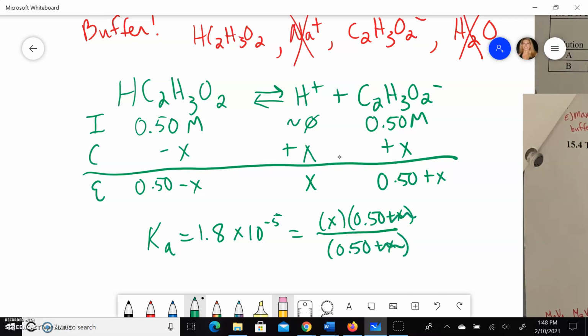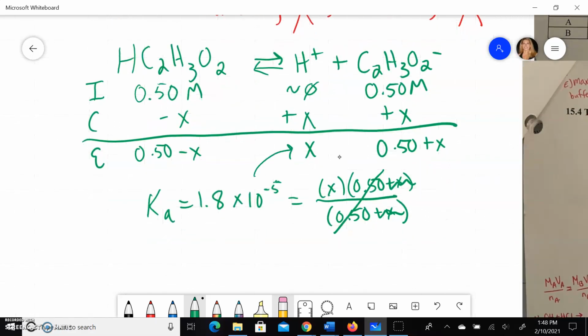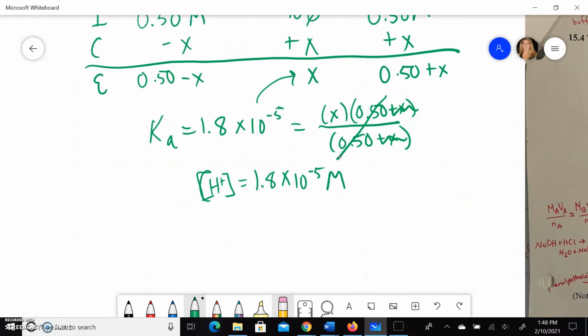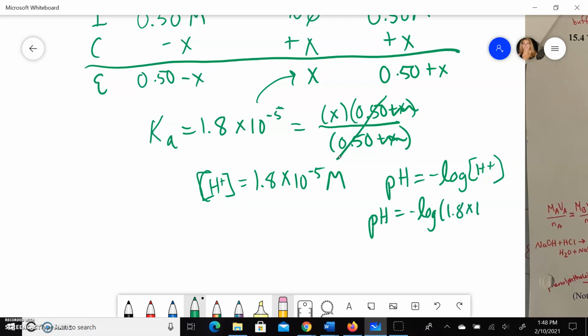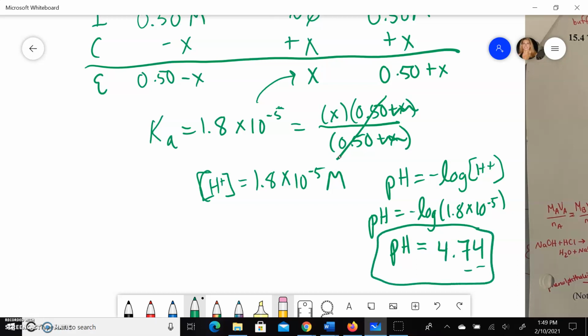We'll assume x is small. The 0.5s are going to cancel, and so now we know what x equals. And x equals the concentration of H+. That wasn't what the question asked for, though. The question asked what was the pH. pH is equal to the negative log of the concentration of H+. So now we can just take the negative log of that. Careful with your sig figs. We need 2 sig figs there. So that's one way you can solve this problem.